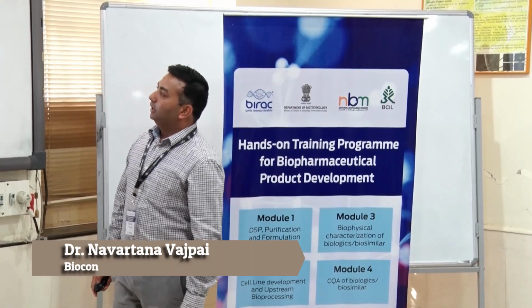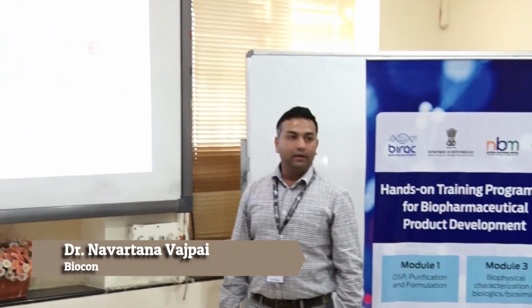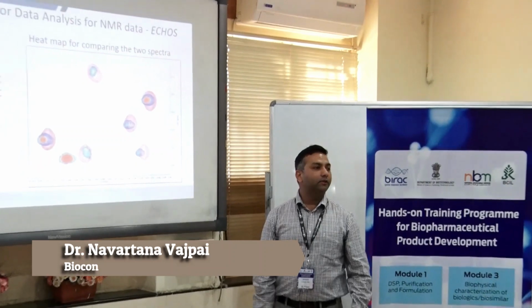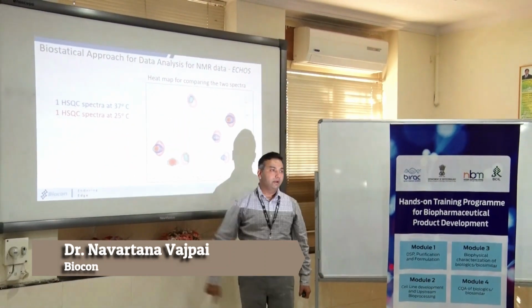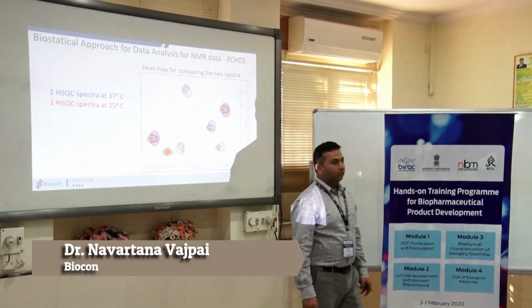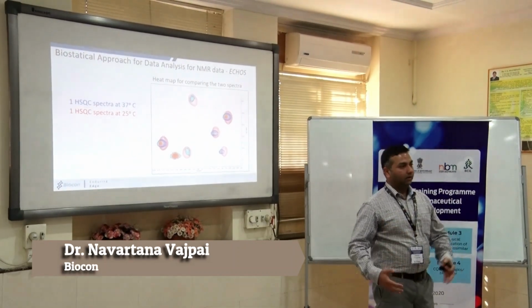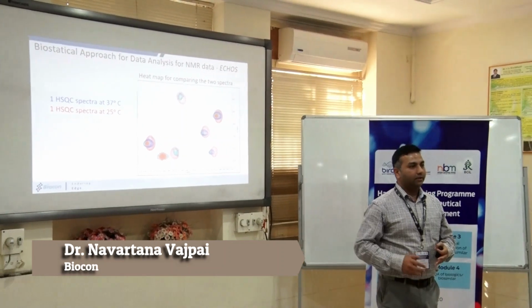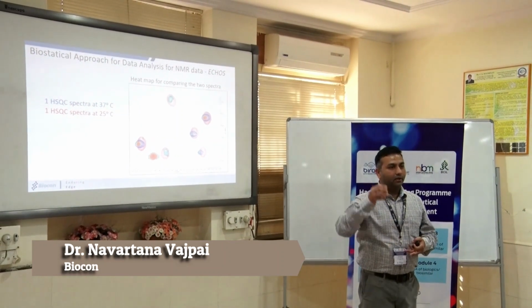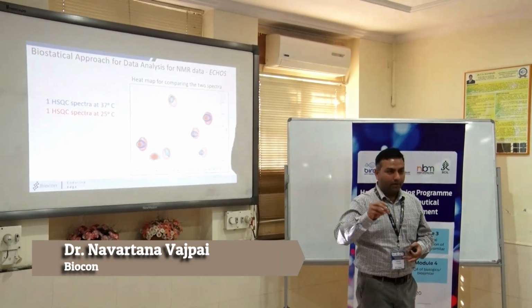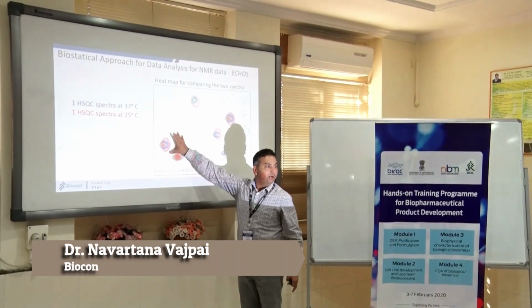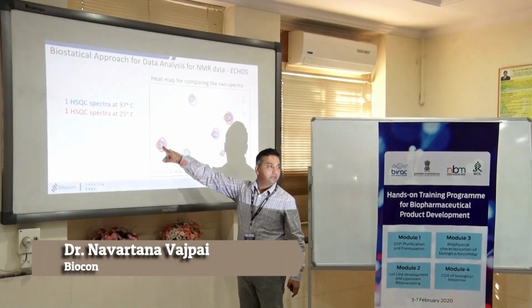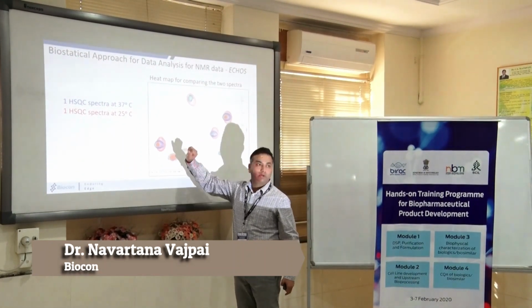The second one is ECOS. Again, say I have recorded spectra at 37 degrees versus 25 degrees. Proteins, when they are run at higher temperature, tumble very fast, so their spectral line widths are sharp and peaks also look nice. So the blue ones are sharper than the red ones. The blue one is run at 37 degrees, the red one at 25 degrees.